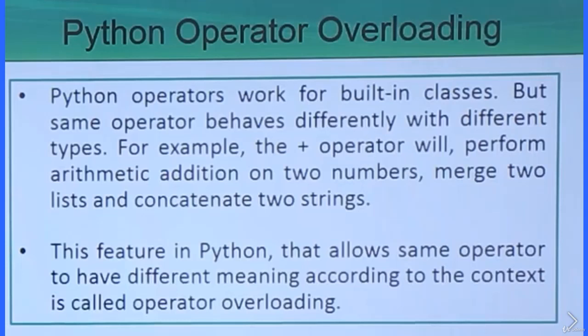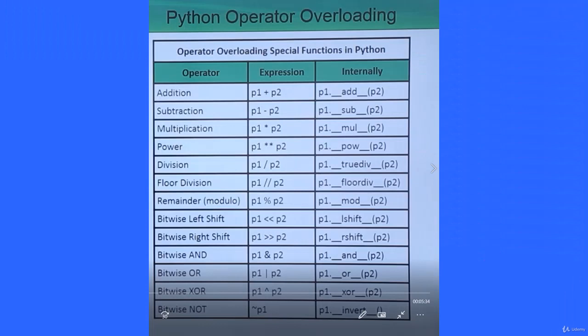For example, the plus operator will perform the arithmetic addition when two numbers are given. The same plus operator will merge two lists and concatenate two strings. So depending upon the input argument type, the operator will have different purposes, different operations are carried out, and that is known as operator overloading. This feature in Python that allows the same operator to have different meaning according to the context is called operator overloading.